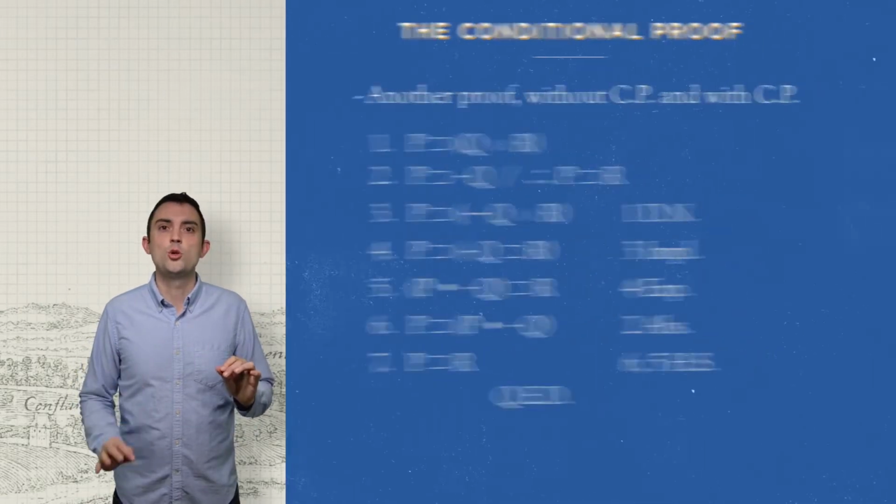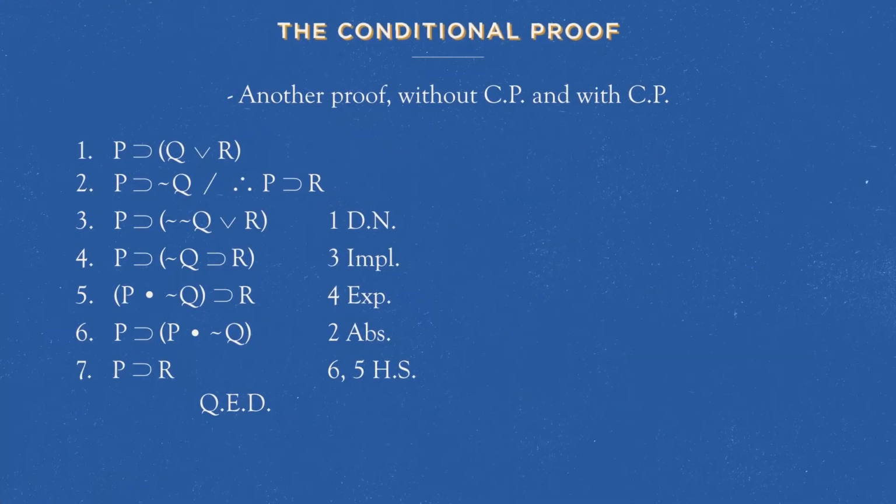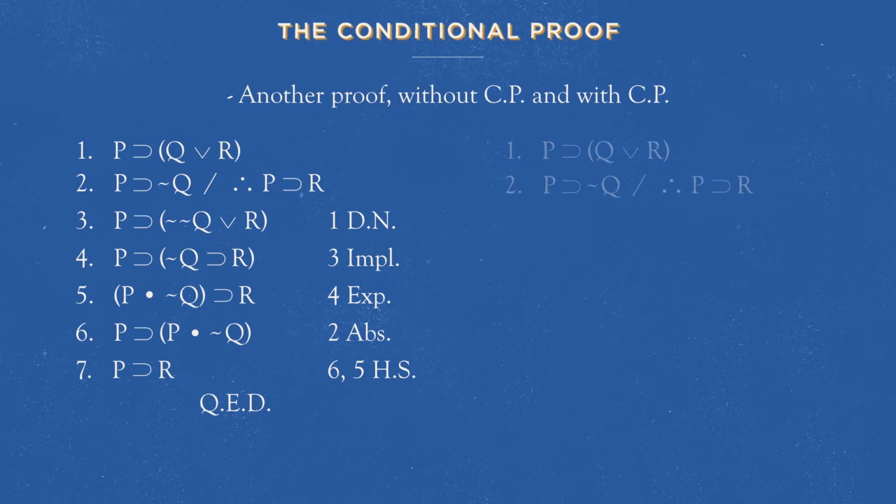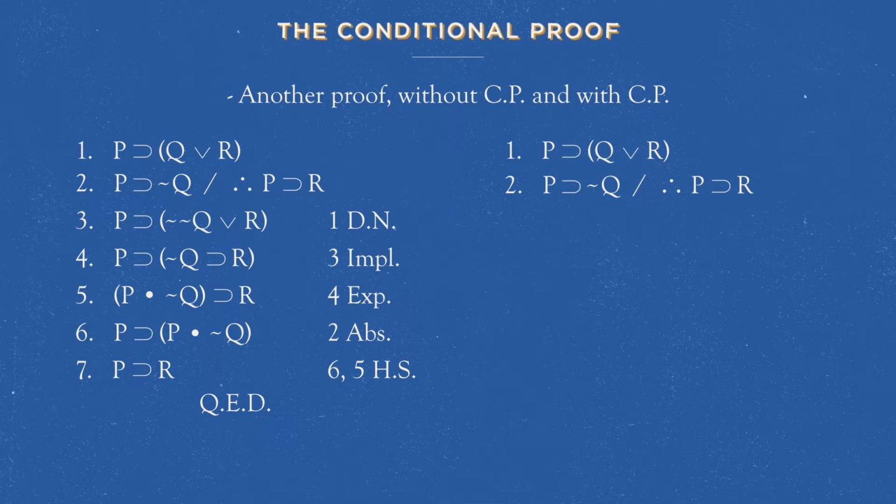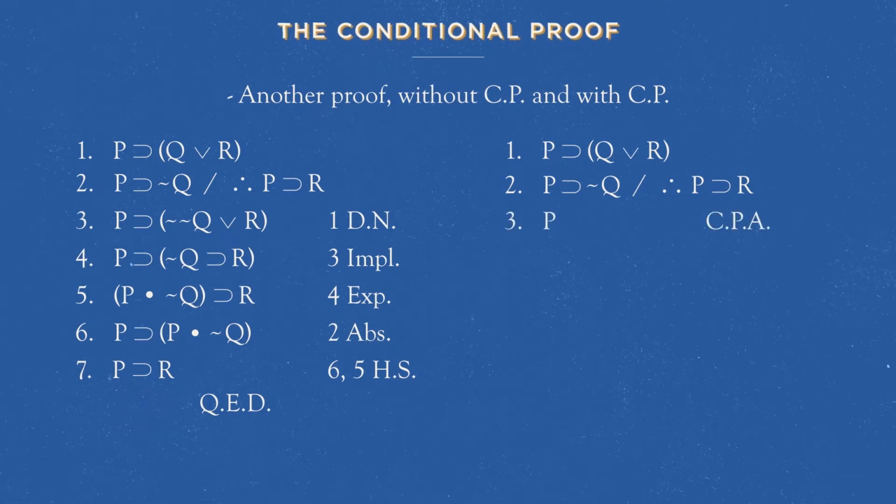But now, let's do it with a conditional proof. So same sort of thing: if P then Q or R, if P then not Q, therefore if P then R. With the conditional proof, we assume the antecedent. In this case, we're trying to prove if P then R, so we assume P with our conditional proof assumption for step 3. Now, from this and from the other premises, we try to deduce the consequent. We try to deduce R.